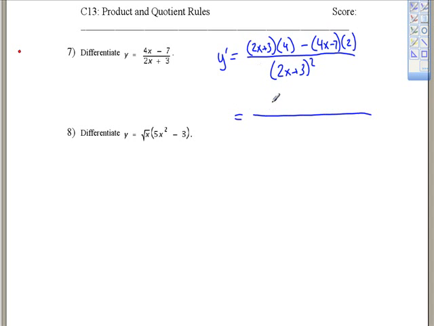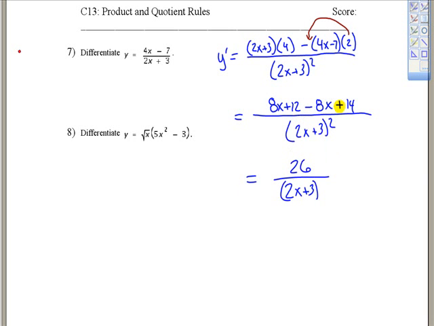If we distribute the 4, we get 8x plus 12. I'm going to think of this as if the 2 were here, and distribute a negative 2. So that gives me a negative 8x plus 14. A lot of you guys missed this sign right here. Plus 14 all over 2x plus 3 quantity squared. 8x minus 8x zeroes out. The 12 and the 14 makes it 26. Any questions on this one?